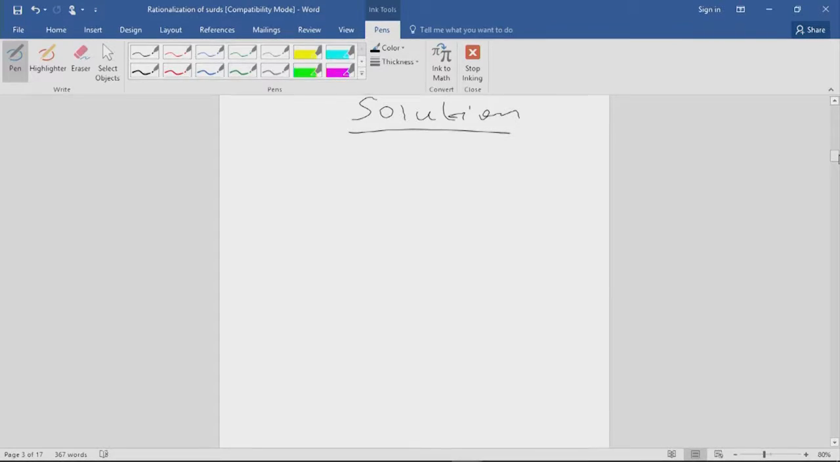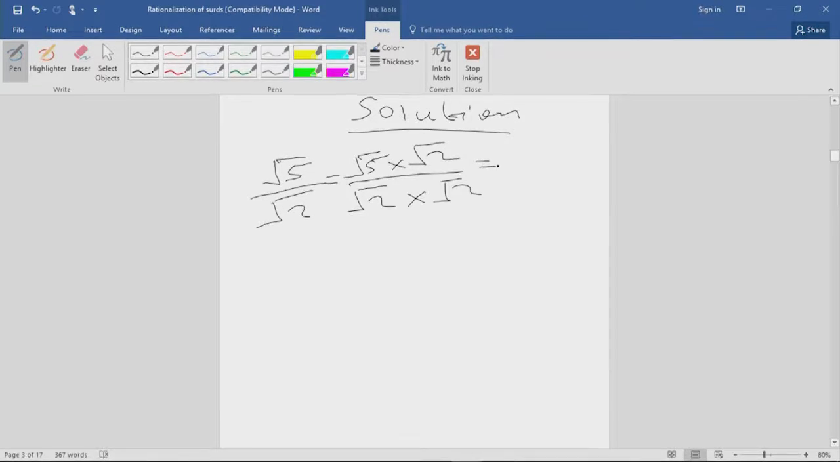Solution. We have the square root of 5 upon the square root of 2. We multiply both numerator and denominator by our rational value, which is root 2. So root 5 multiplied by root 2, and similarly for the denominator, root 2 multiplied by root 2. So this gives us what? Remember, whenever you are multiplying surds which are of different values, you are going to separately multiply those values underneath.